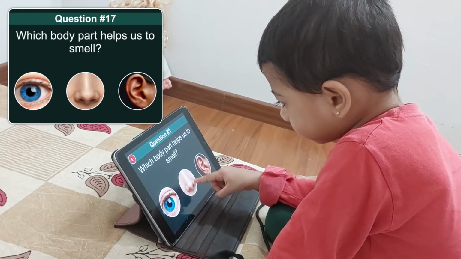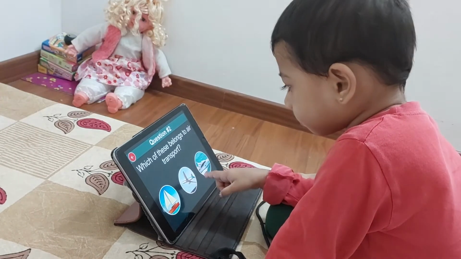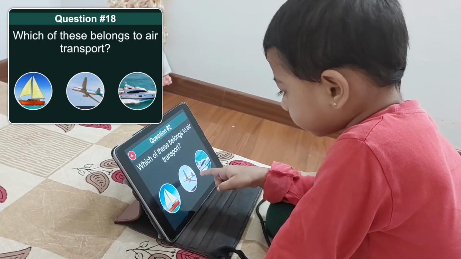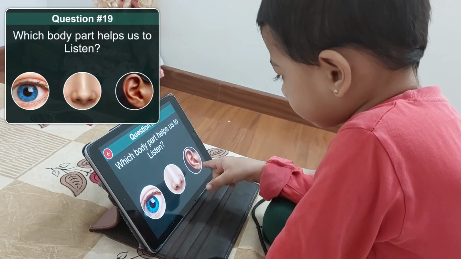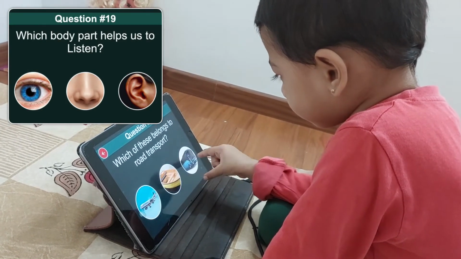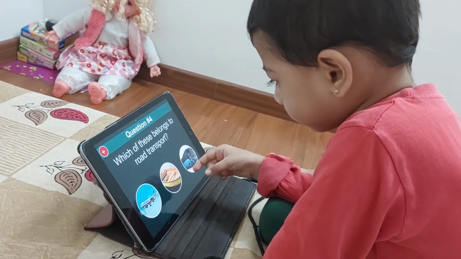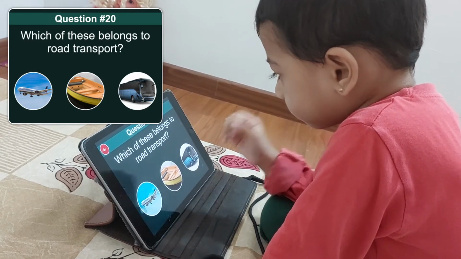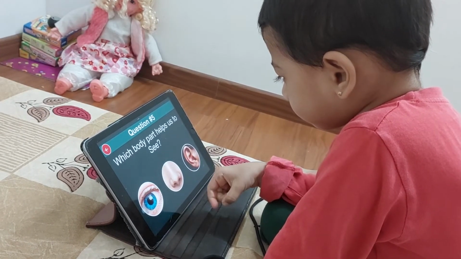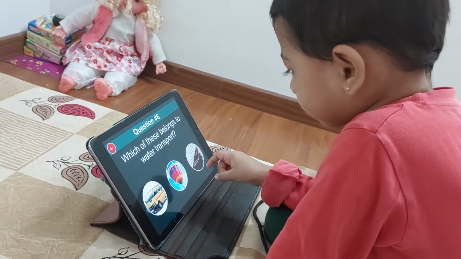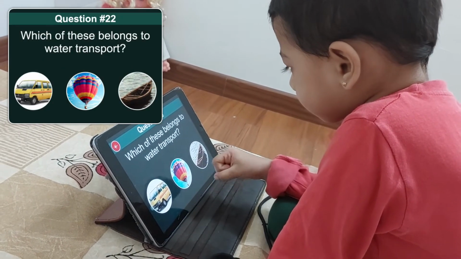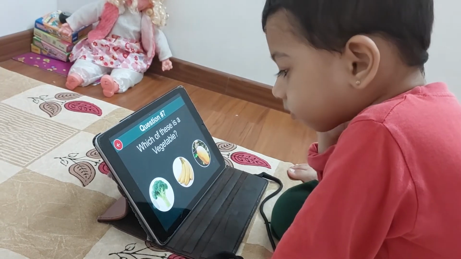Which body part helps us to smell? Which of these belongs to air transport? Which body part helps us to listen? Which of these belongs to road transport? Which body part helps us to see? Which of these belongs to water transport?